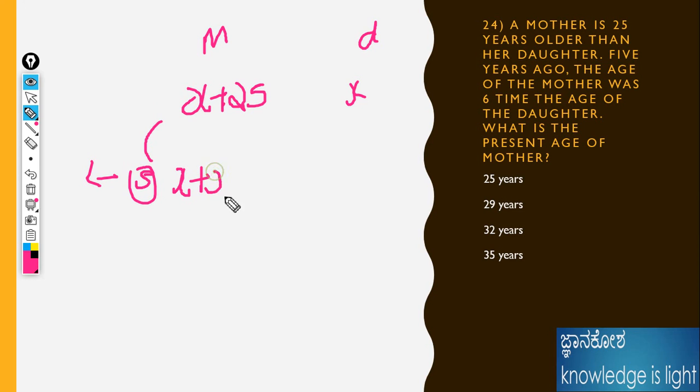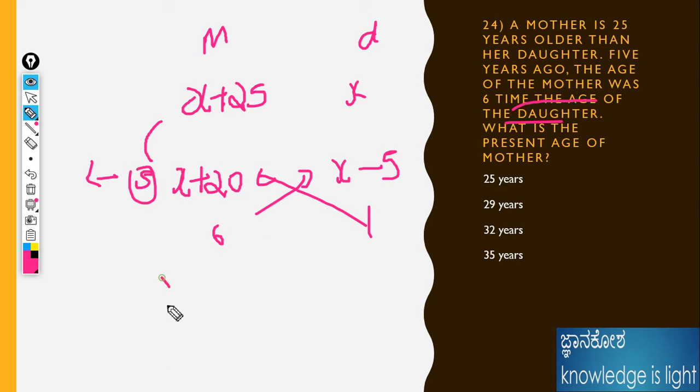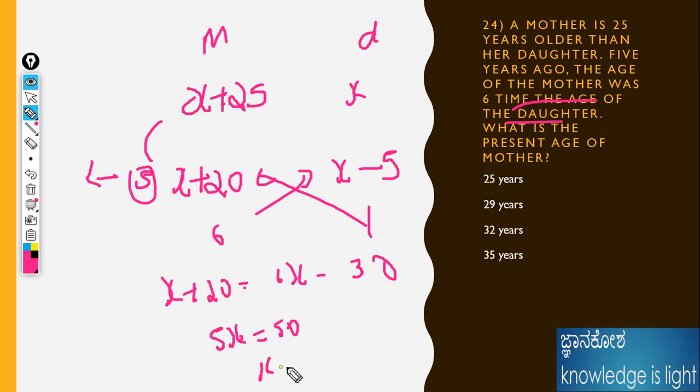So x plus 20 is equal to 6 times (x minus 5). They have given that the mother's age is 6 times the age of the daughter. Taking the ratio from this, x plus 20 equals 6x minus 30. Therefore 5x is equal to 50, and x is equal to 10.